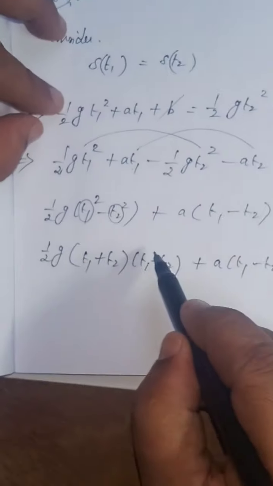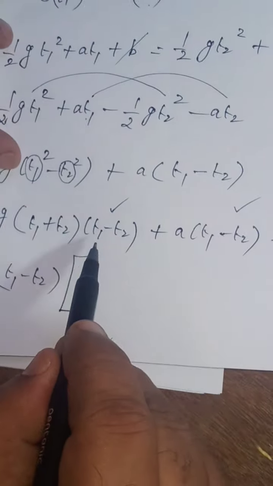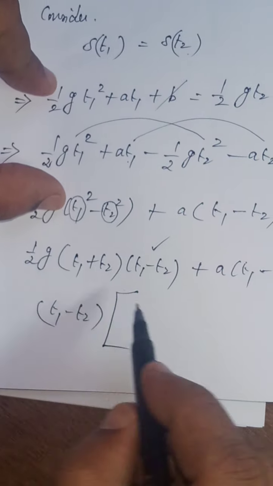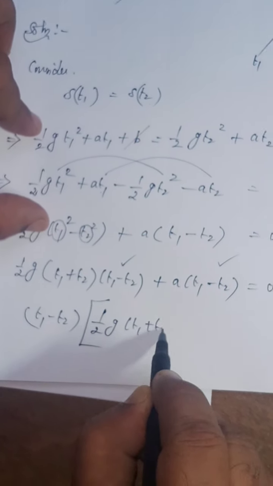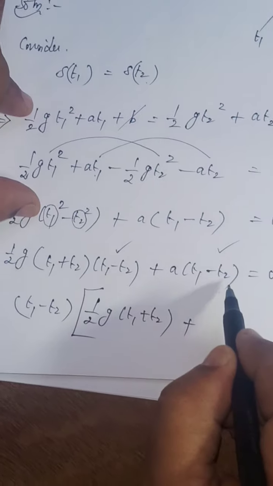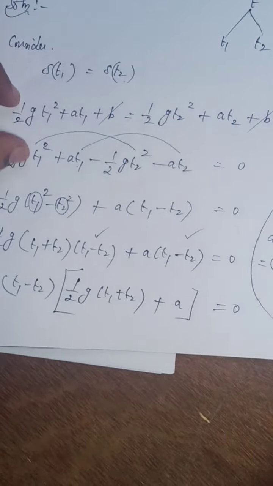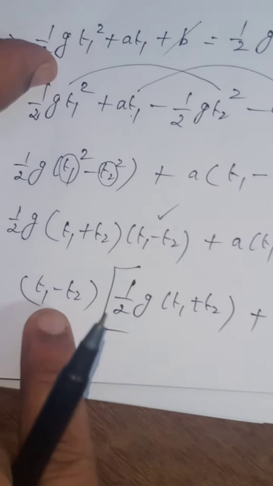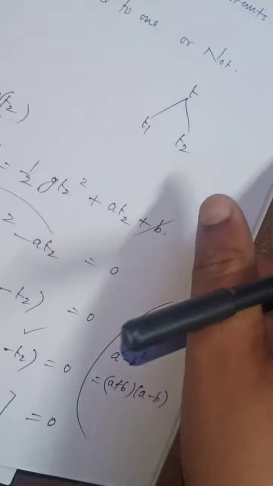Between these two, we can take t1 minus t2 as common, correct? If we take t1 minus t2 as common, which one is left out after taking out t1 minus t2? This term is left out of g into t1 plus t2. Since I have taken t1 minus t2 as common, which one is left out over here? a, that is equal to 0. So product of these two equals 0. That means either t1 minus t2 equals 0 or this expression is equal to 0.